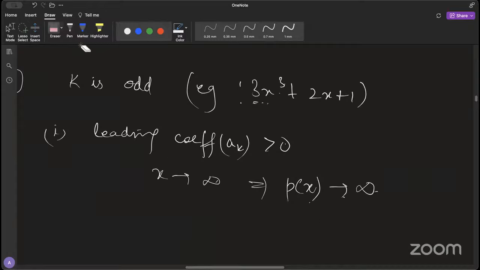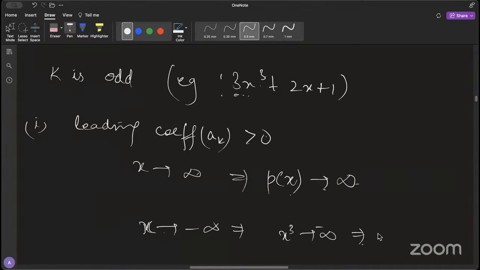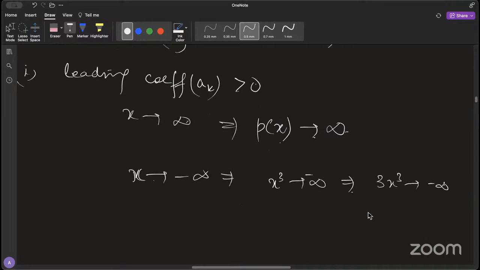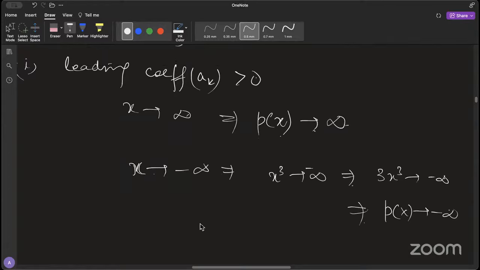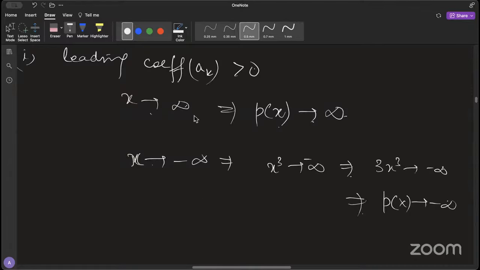And if you have x tending to minus infinity, now this means your x cubed tends to minus infinity. This means your 3x cubed also tends to minus infinity, so p(x) will also tend to minus infinity, right? So if x tends to infinity, p(x) tends to infinity. If x tends to minus infinity, p(x) tends to minus infinity.